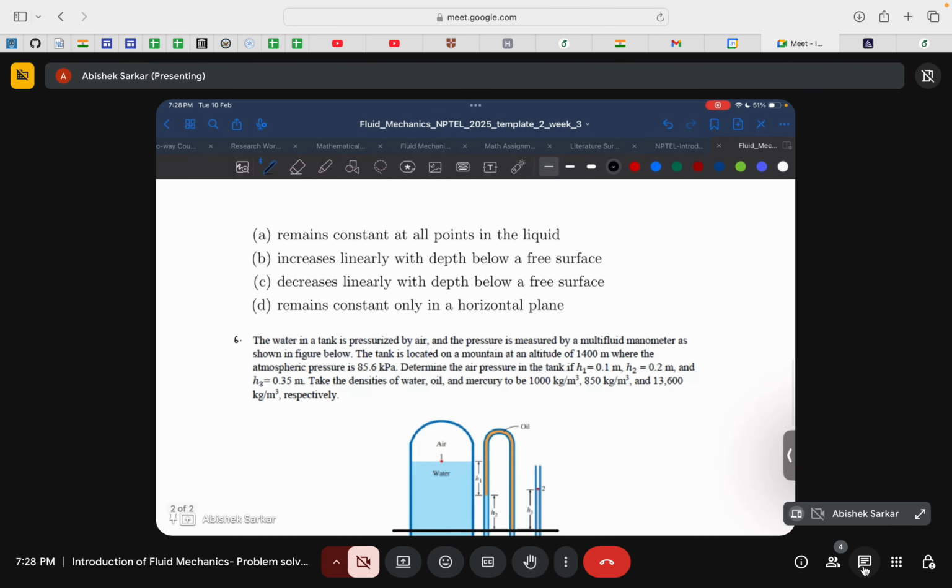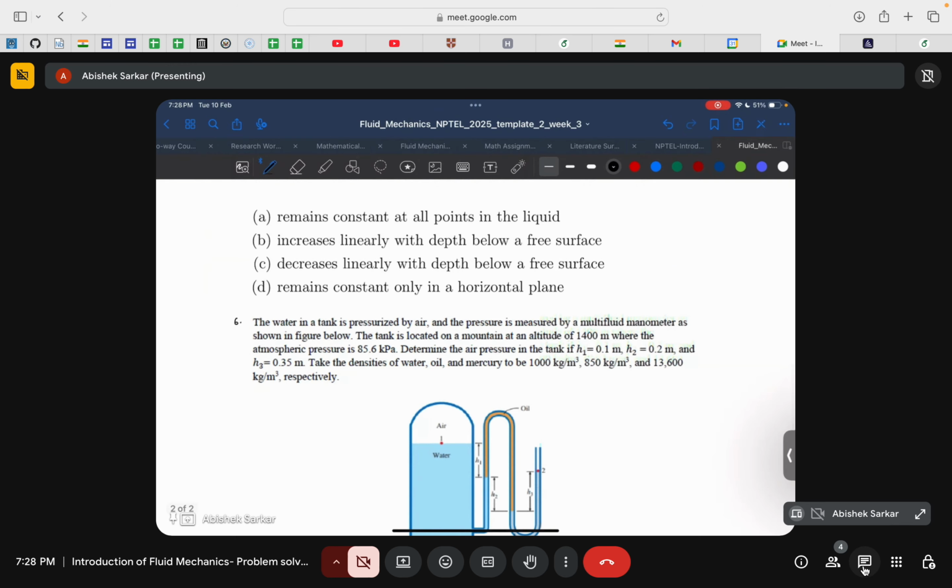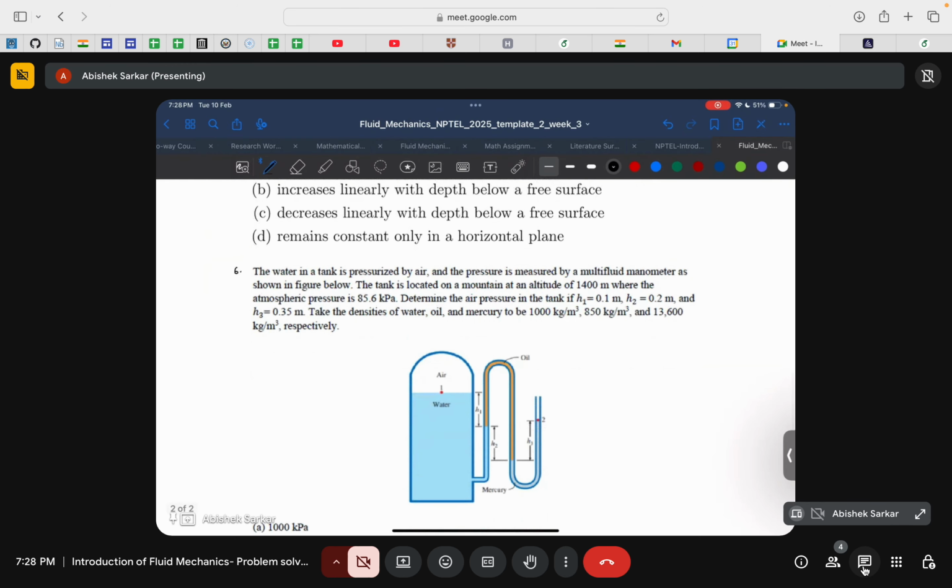So the last question is question C. It's a bit more elaborate. We just considered a single U-tube manometer in our example, but this is a bit more complicated. But if you know the principles, it would be quite easy. Okay, so let us just look into it. I will mark the important points.